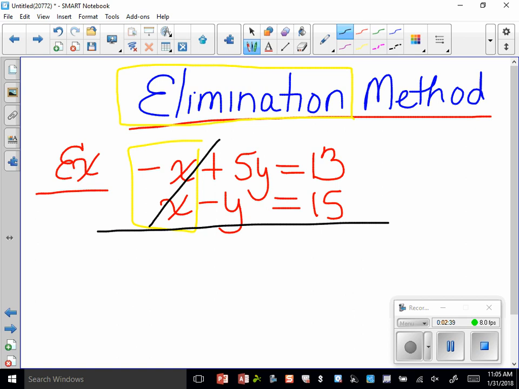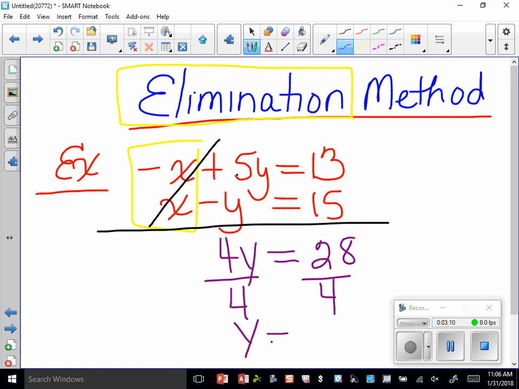And like I said, this is a perfect situation because one was already a negative 1, one was already a positive 1. In our next example, you'll see what you will have to do if one was not a negative 1 and a positive 1. Okay, but this one is already set up very nicely. So now you're going to combine your y's together. That's going to give you 4y. Combine 13 and 15, you're going to get 28. And then divide by 4, and you have y equals 7.